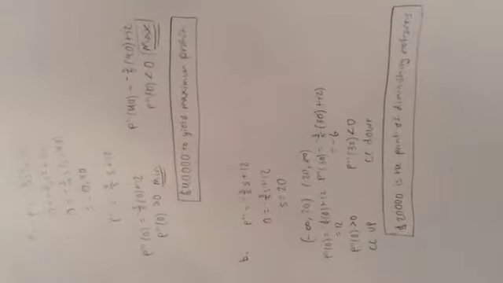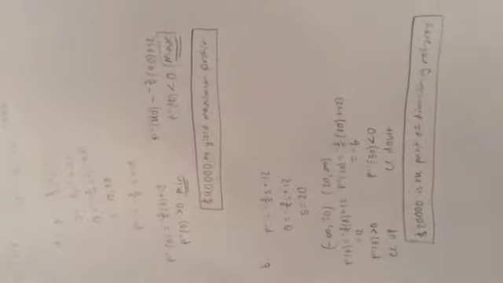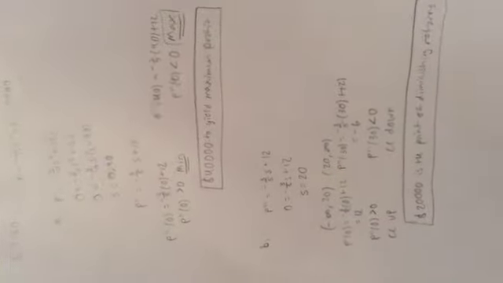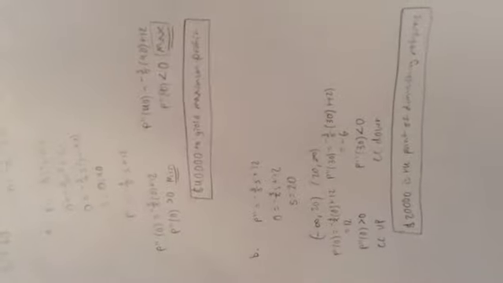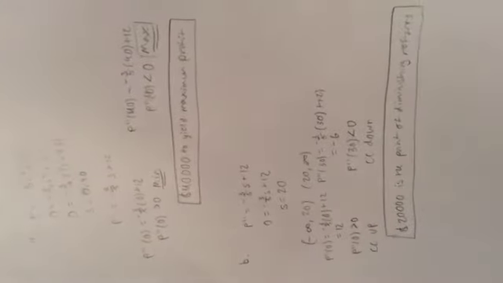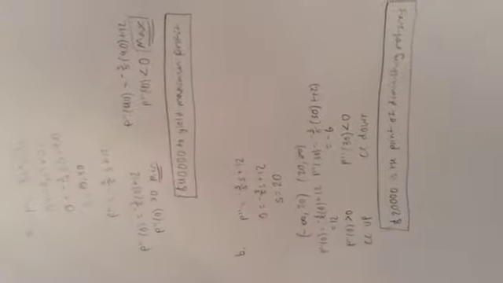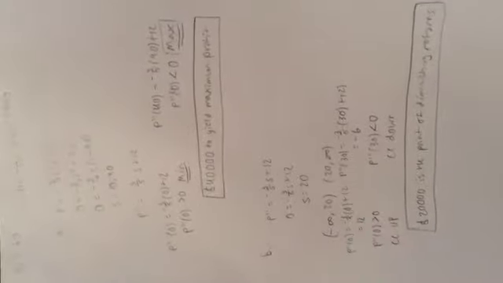So what you're going to do is use the second derivative, which you already have in part A: P double prime equals negative 3/5 S plus 12. Set that equal to 0 to find your point, and that is S equals 20. So then you have your intervals, which are negative infinity to 20 and 20 to infinity, just to find where your concavity is.